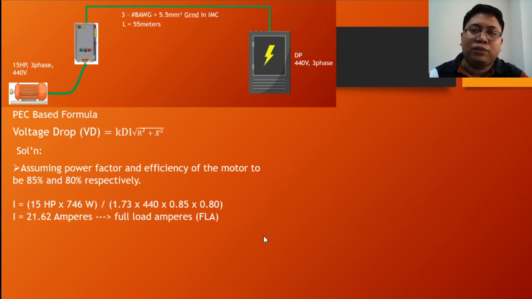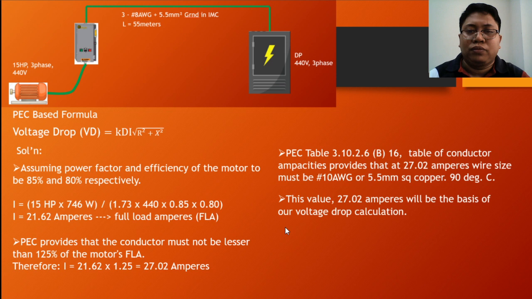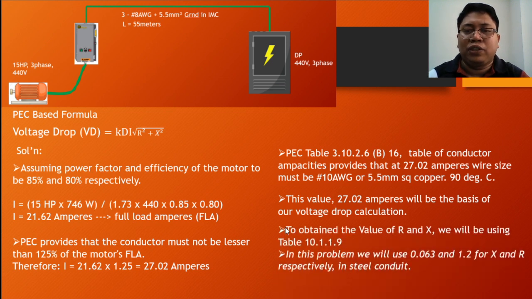Multiply natin siya sa, katulad ng kanina, multiply pa rin natin siya sa 1.25. The result is 27.02. And then using the table 3.10.2.6 B16, table of conductors and capacities, pwede natin gamitin yung number 10 or 5.5 mm squared at 90 degrees Celsius. Okay, so we will use 27.02 as our basis for the voltage drop. Okay, based on the value of R and X, we will use 0.063 and 1.2.